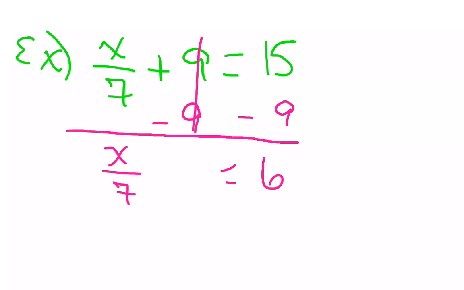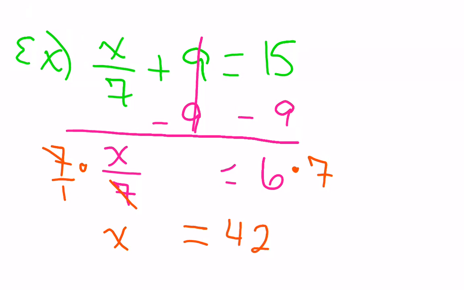We get 6. And the next step is that we want to get rid of the 7. Remember that fraction bar means divide, so it's x divided by 7. So the opposite of divide means multiply. So we're going to multiply both sides by 7. Again, this is really 7 over 1 times x over 7, so that the 7's cancel and we're left with x. 6 times 7 is 42, and so x equals 42.